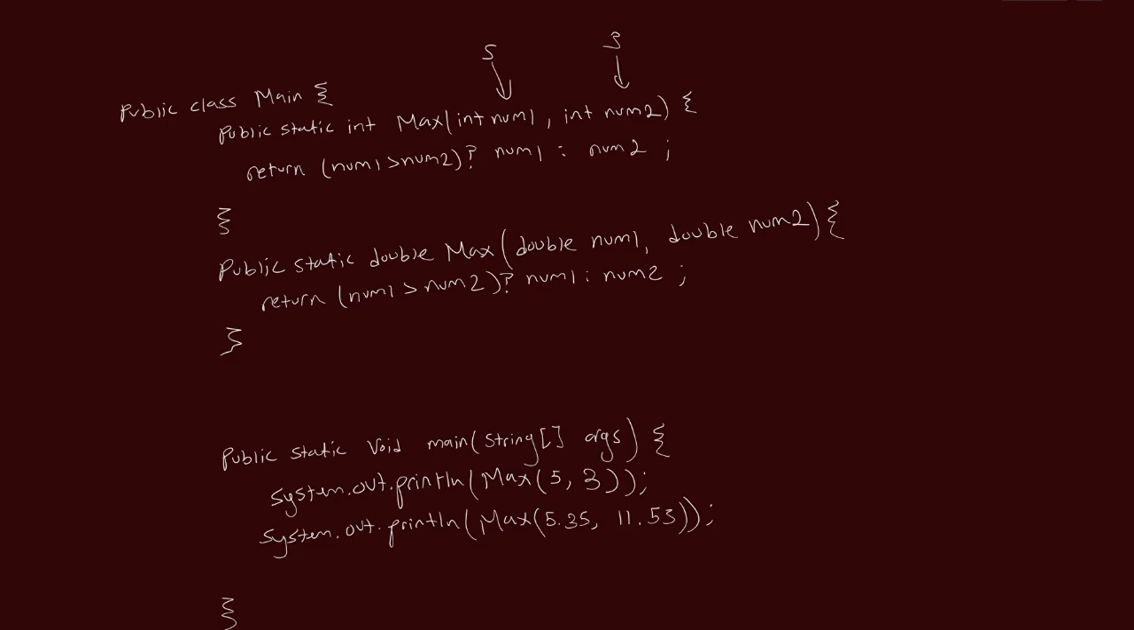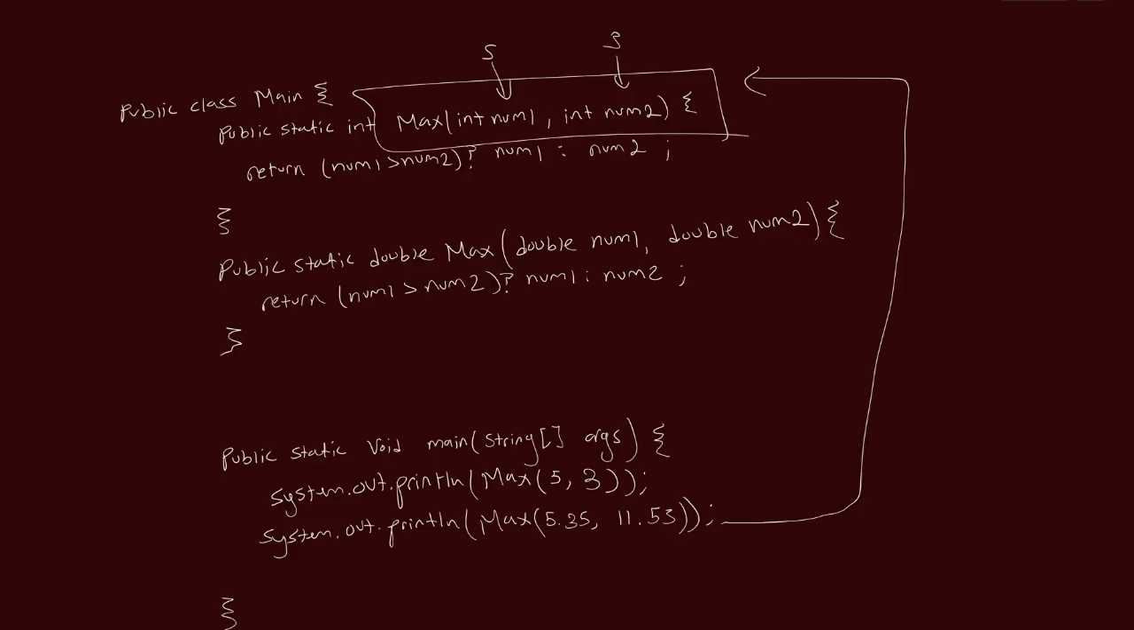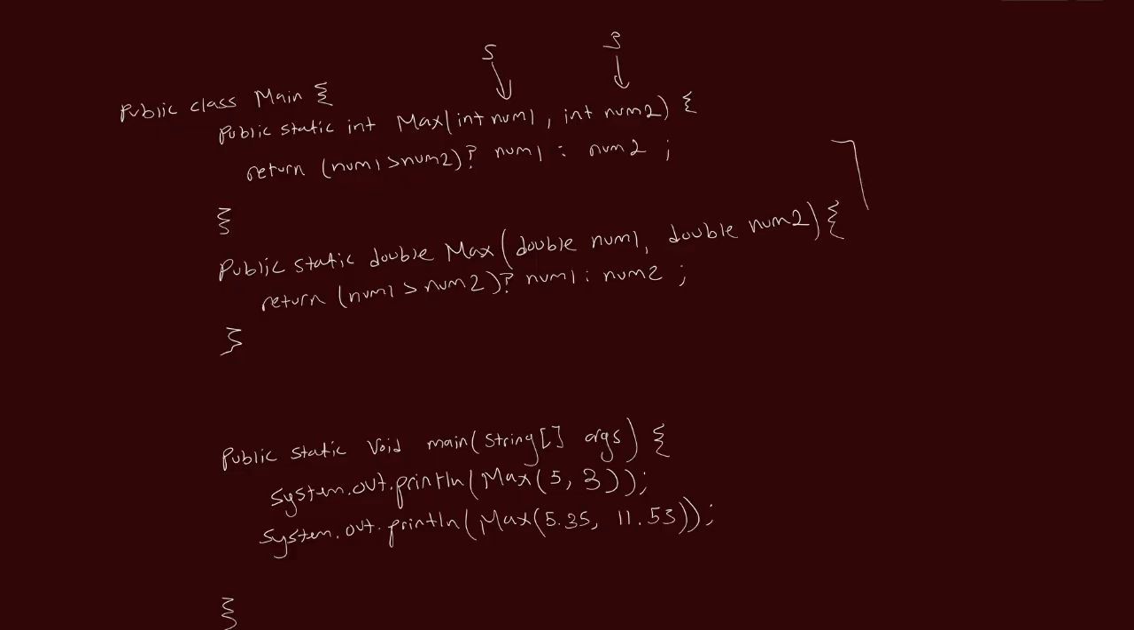There we go. So what's going on here is that when we execute this line of code, it goes up here and sees that it can't put in 5.35 and 11.53 here. But then it checks, and there is another method with the same name max where it can pass in these values. So it'll execute this block instead, and then we get 11.53.